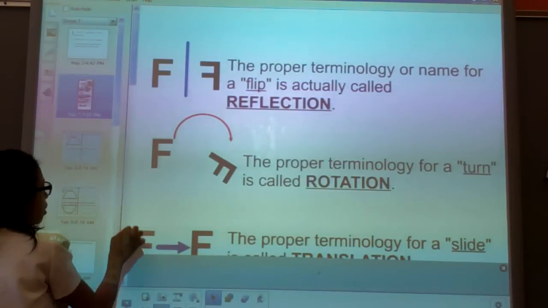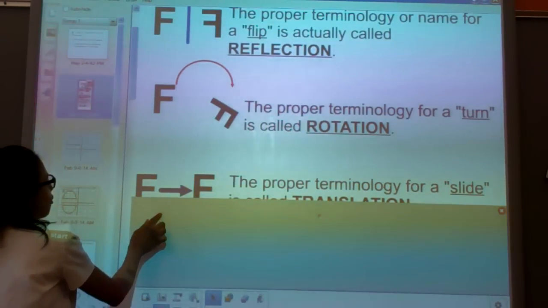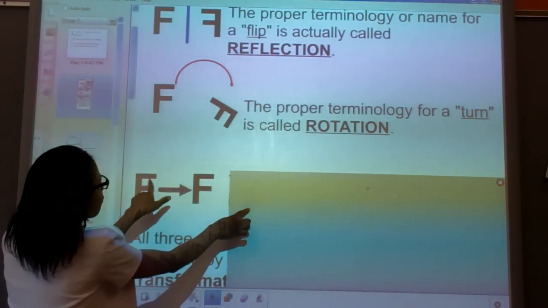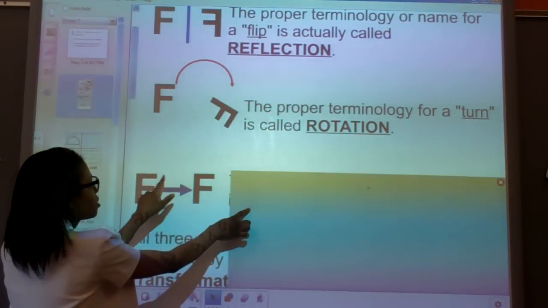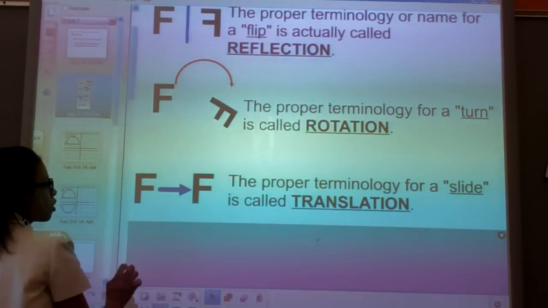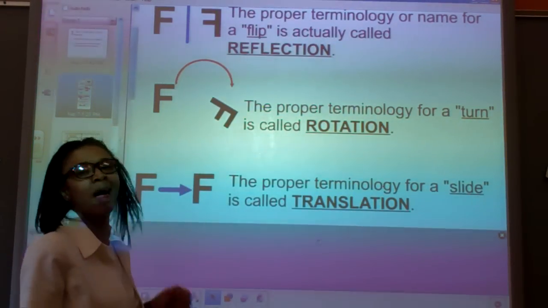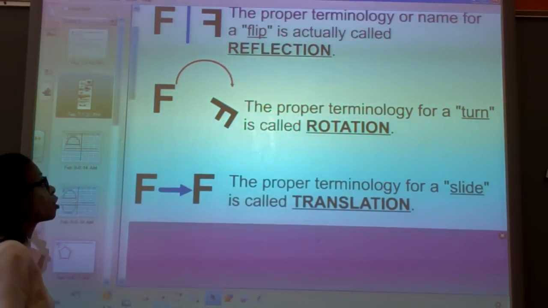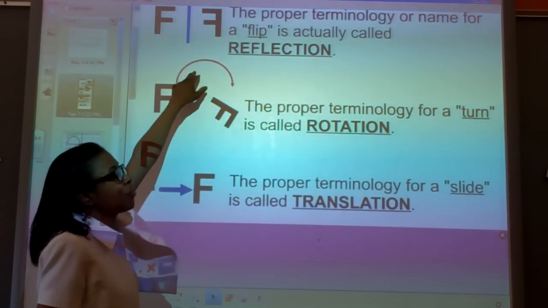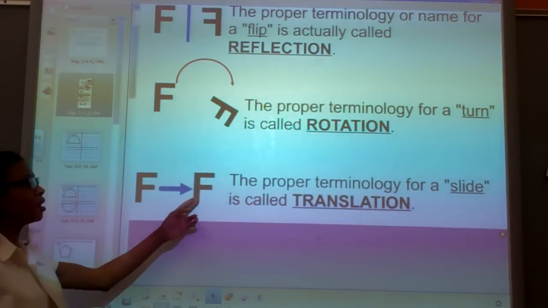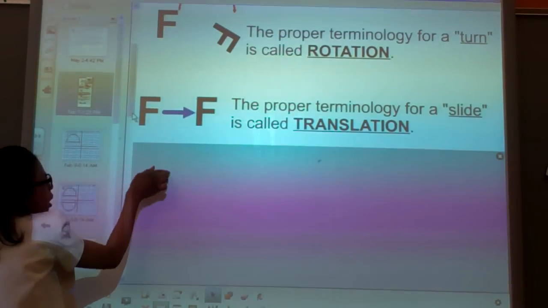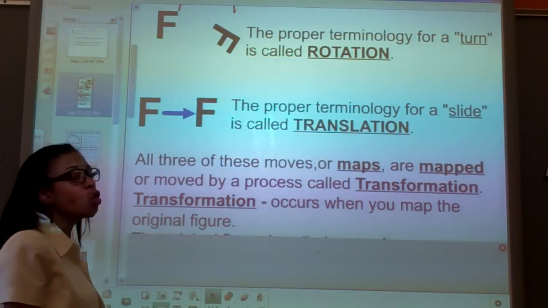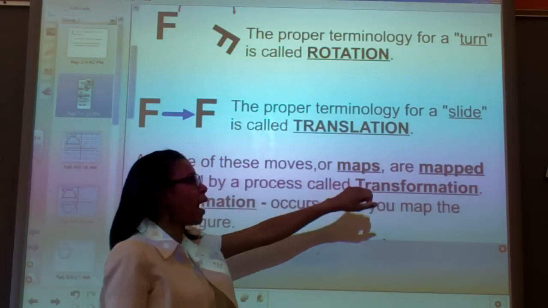Next, the next one we have is F. If I move it or slide it from here to there, that's actually called a translation. We don't call it sliding the image. Okay? It's called a translation. That's the proper terminology. So we have reflection or the flip, the rotation is the turn, and the slide is the translation.